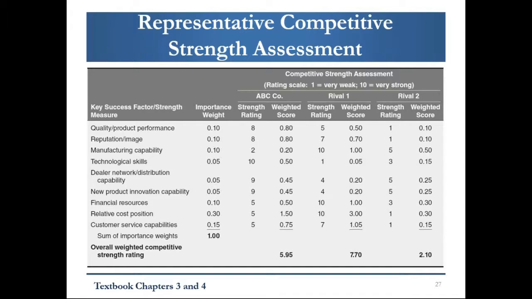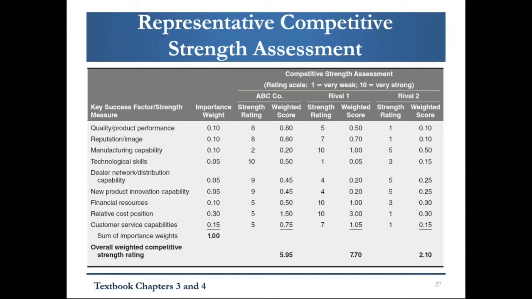So how would you use a representative competitive strength assessment? Once you determine that your relative cost position is 30% of the overall weighting, that's by far the largest, most important key success factor. You've got to figure out a way to get from 5 to 8 or 9. It's going to be impossible for you as a 5 to compete with someone who's a 10 on a factor that's 30% of the overall key success factor weighting.